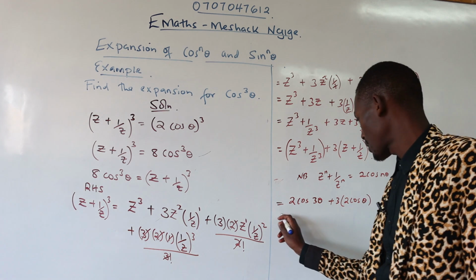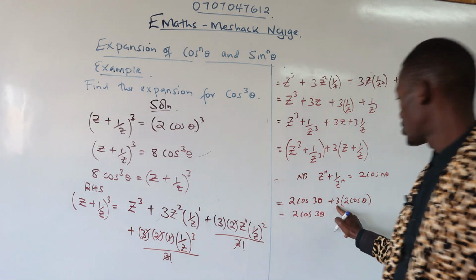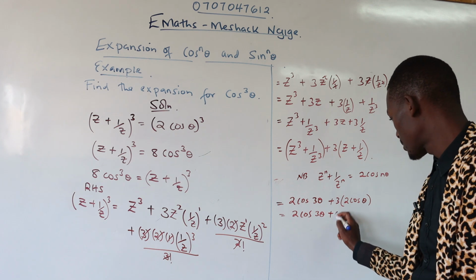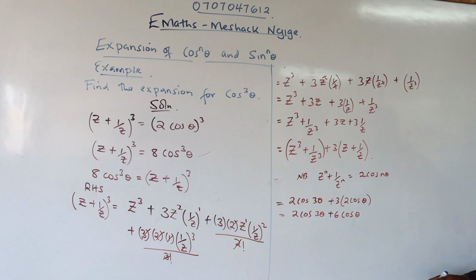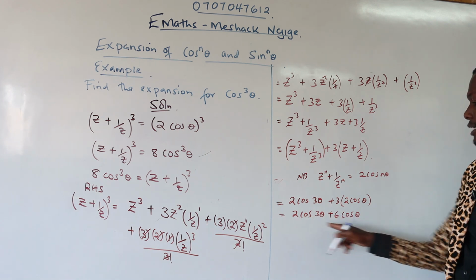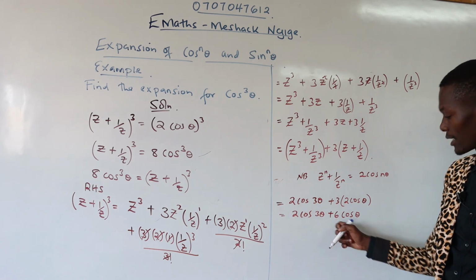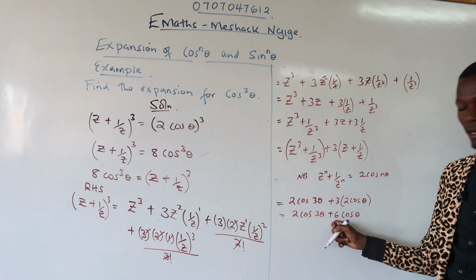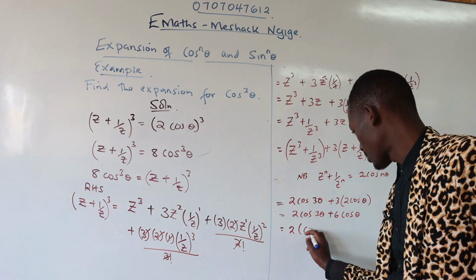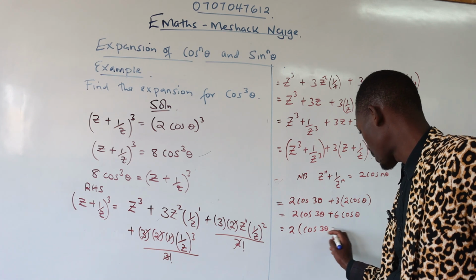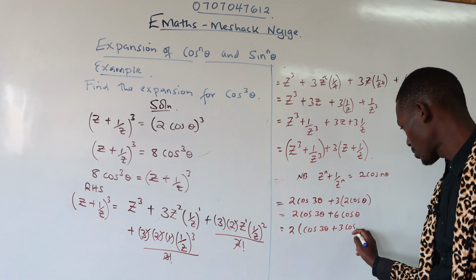Then expanding this further, we shall have 2 cosine of 3 theta. 3 times 2 gives you 6, then you have cosine of theta. You can simplify it further. What is common between this term and this term? You can see there's a 2 here, and a 2 is also common in this term. So we can factor out 2. So we shall remain with cos of 3 theta plus, 2 goes here 3 times, so then cosine of theta.